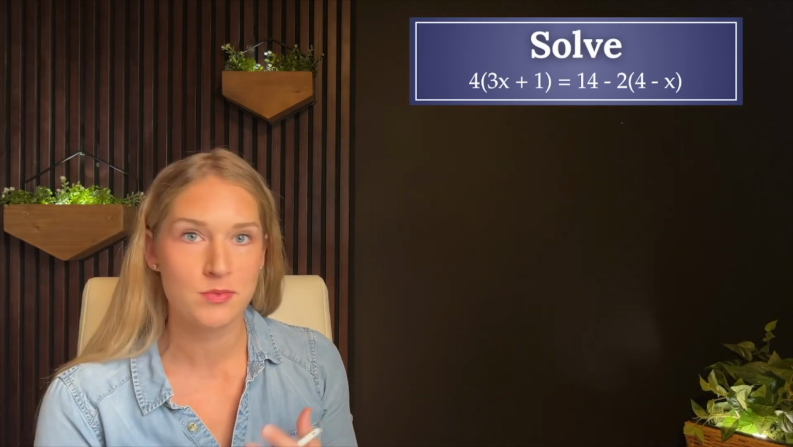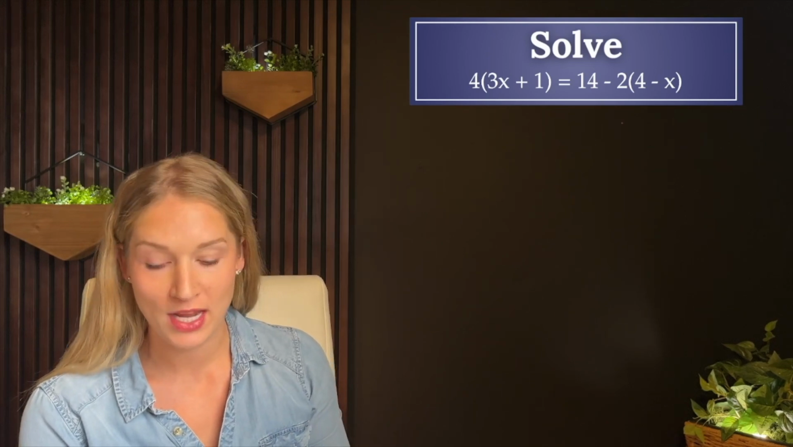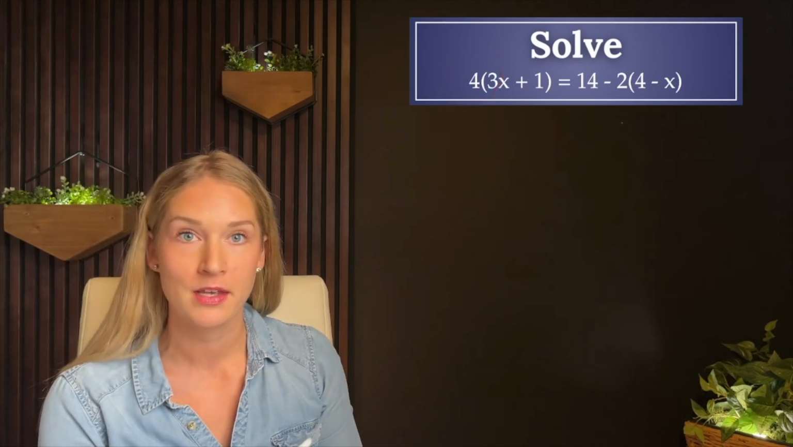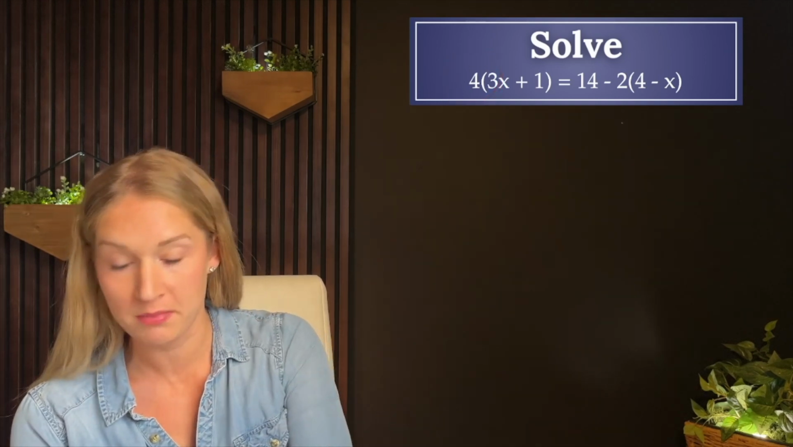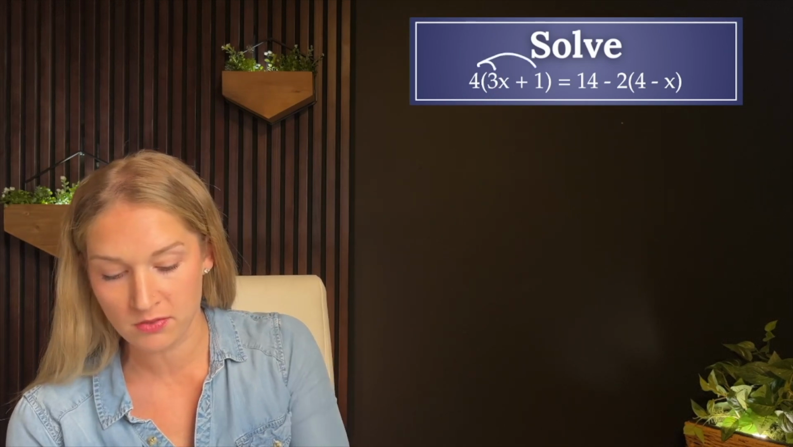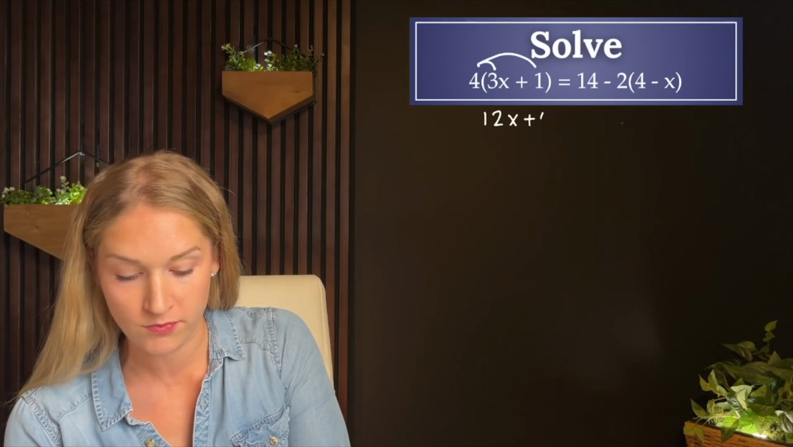So can you add, subtract, multiply, divide, anything? Well, when I look at the left side of this equation, I see that there's a 4 in front of the parentheses, so that's right here. I need to distribute that 4 in before I try and move anything around. So I distribute and I multiply to the 3x and to the 1, giving me 12x plus 4.